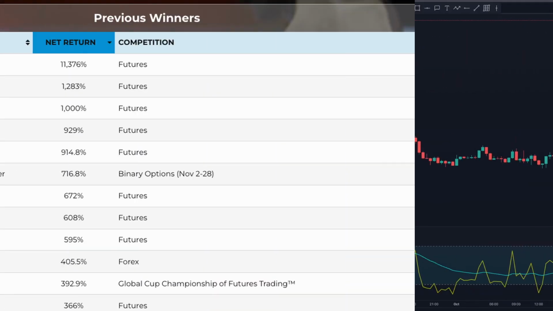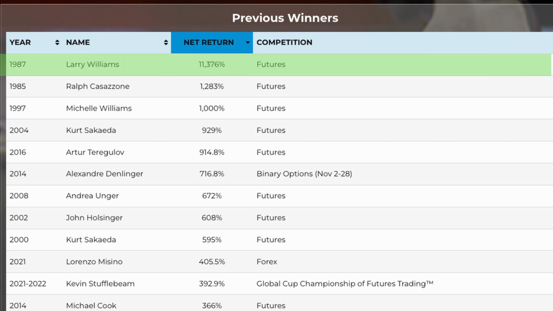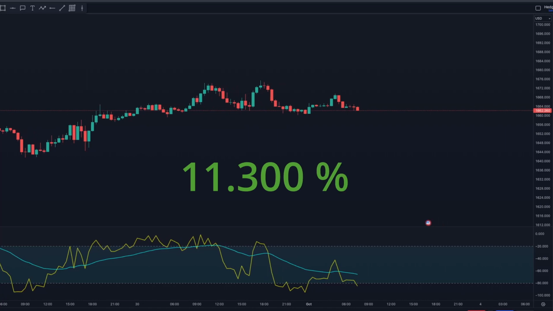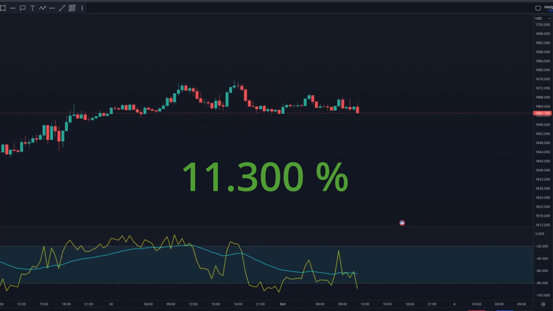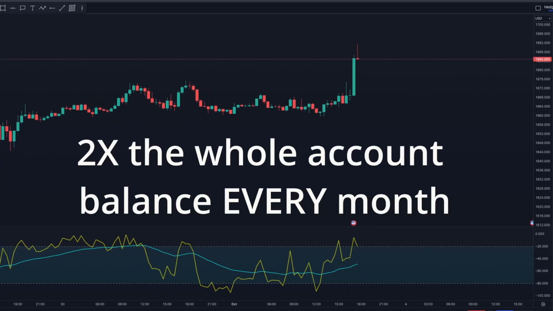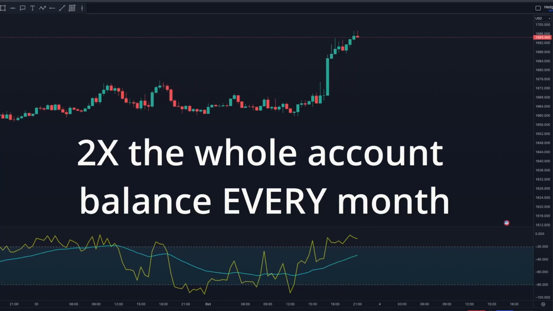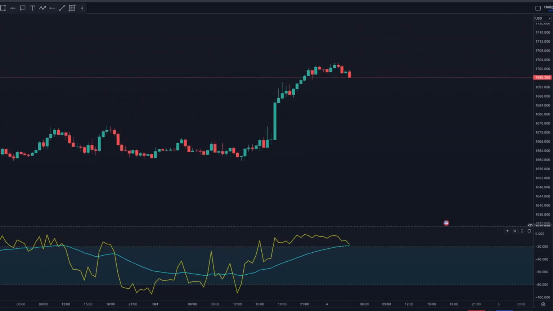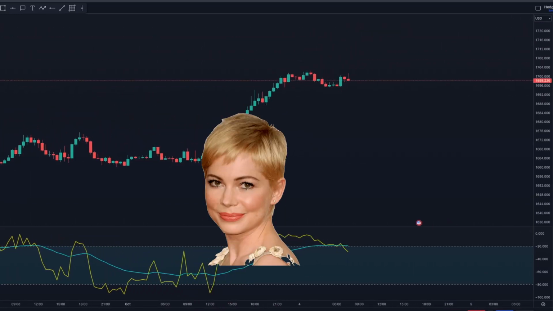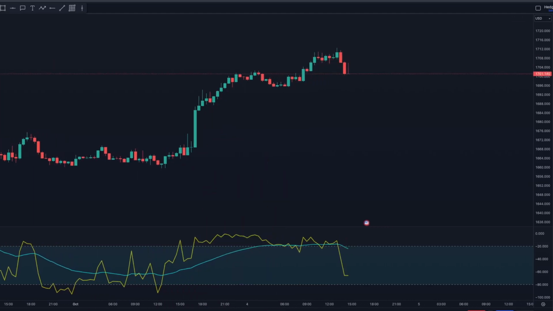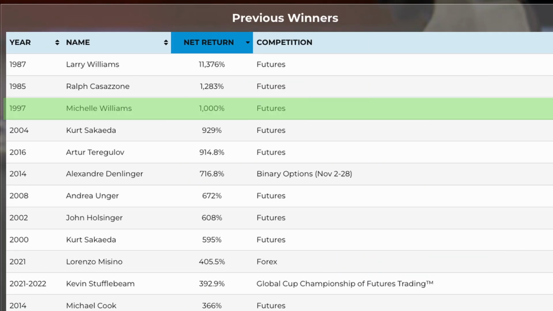That's an 11,300% return. Yes, you heard that right. In order to realize the size of his achievement, it means that he doubled his account every month in order to get those returns. And a fun fact, 10 years later, his daughter, the actress Michelle, also won the same contest, although her returns were less impressive, with only a 1,000% return.